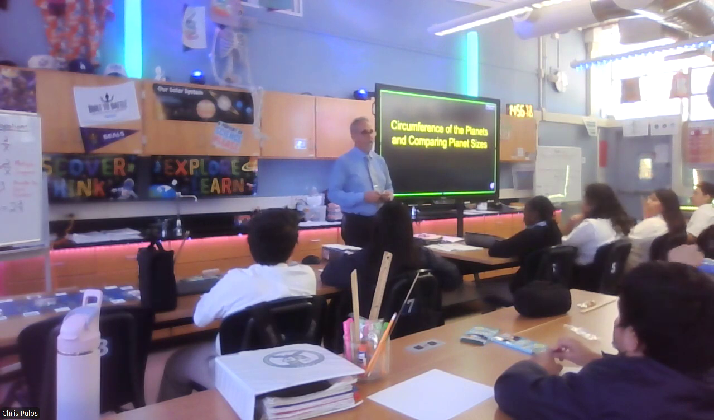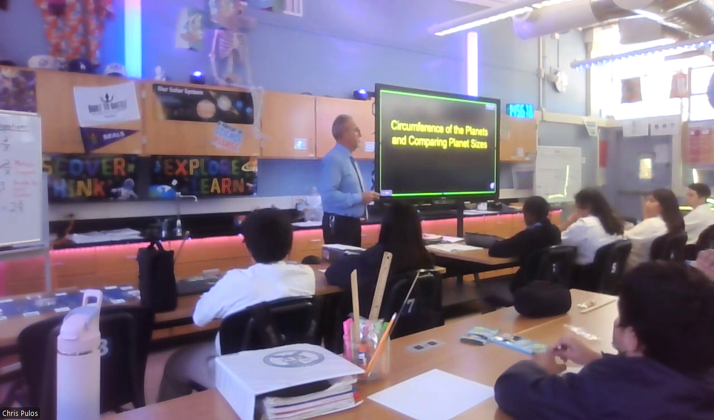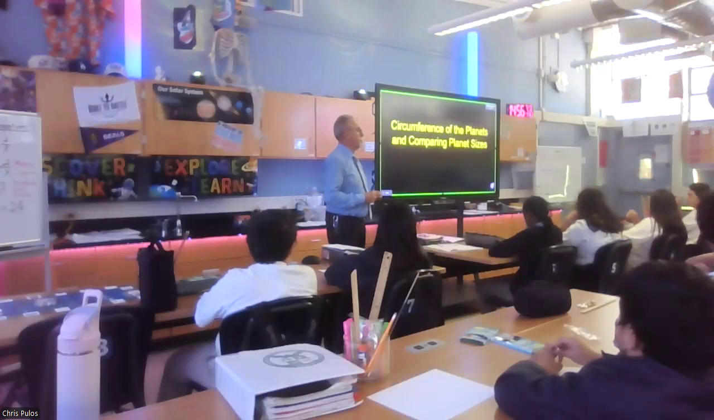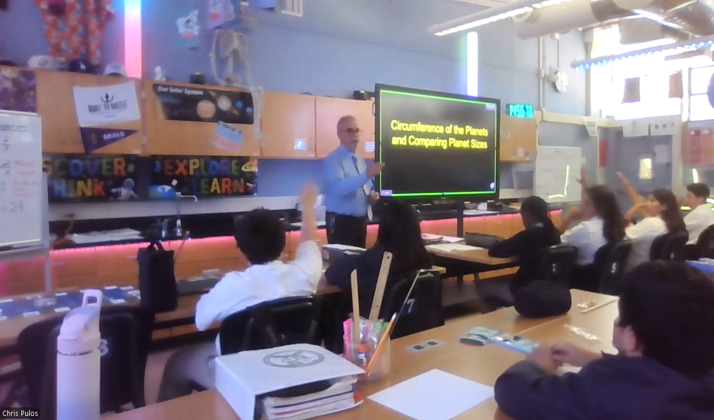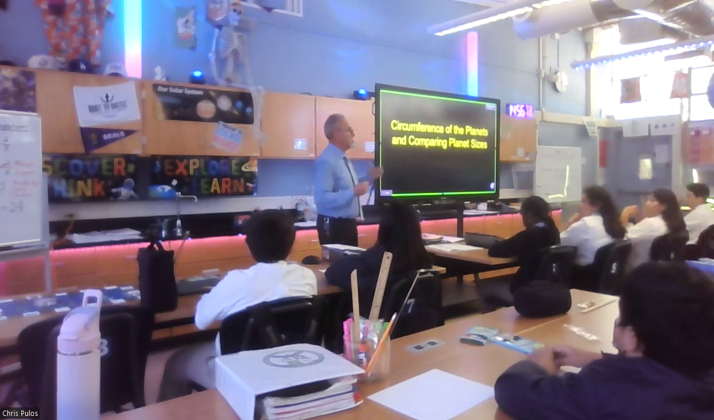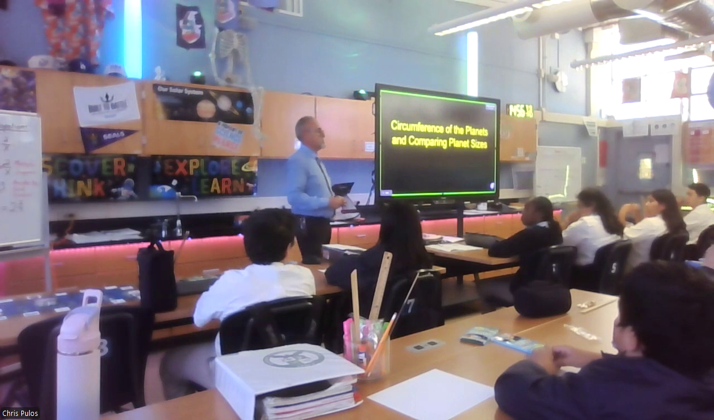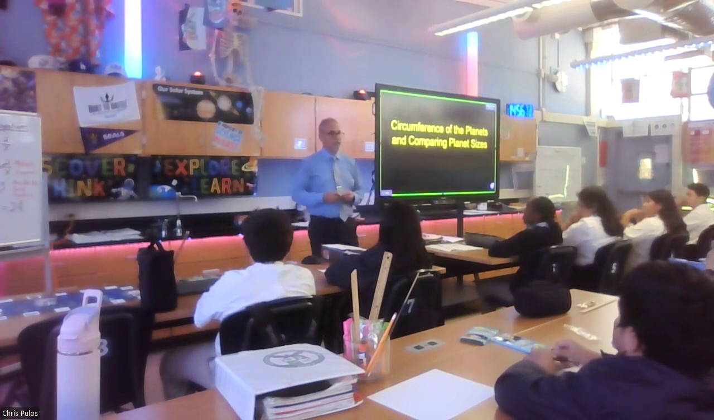Thank you, Zadie. Yes, 8 planets. What's the smallest planet? Go ahead, Liliana. Mercury, okay. And what's the largest planet? Jupiter. All right, Jupiter. So we know the smallest. We know there are 8 of them. The largest is Jupiter. So today we're going to be looking at the circumference of those planets.